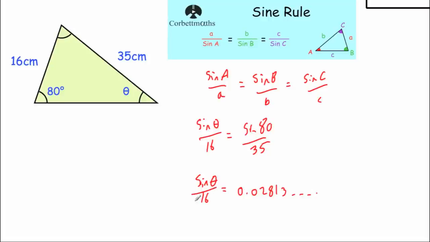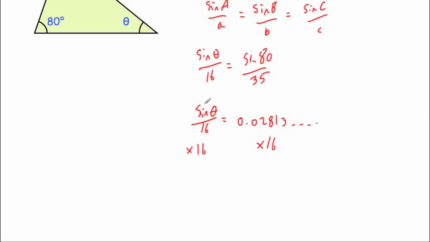Now, I don't want this divided by 16, I just want theta on its own, so let's multiply both sides by 16. When we do that, on the left-hand side, we'll just be left with sine theta. And on the right-hand side, we've still got this on our calculator display, so we're just going to press times 16 equals, and we get 0.45019 and so on. Now, we found what the sine of the angle is. The sine of the angle is equal to 0.45019 and so on.